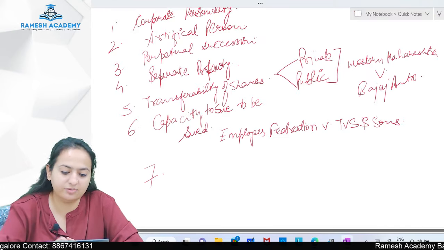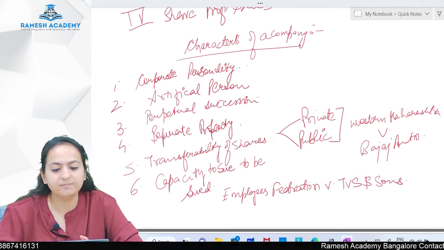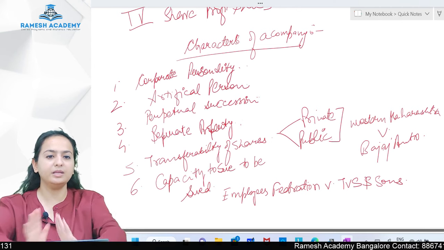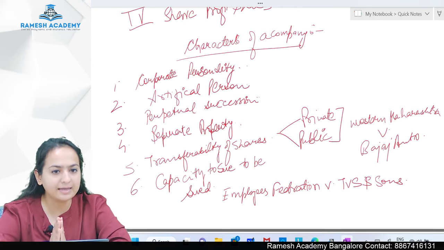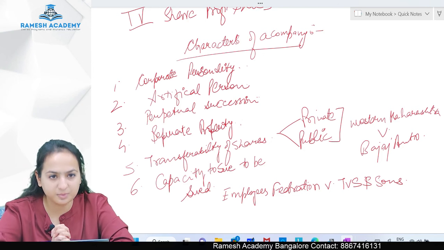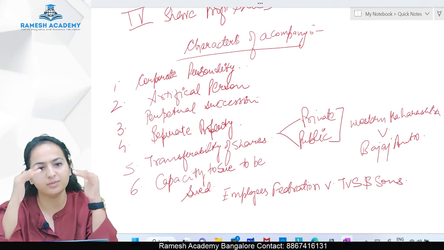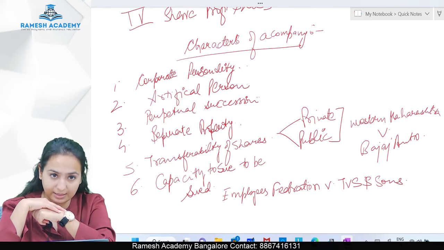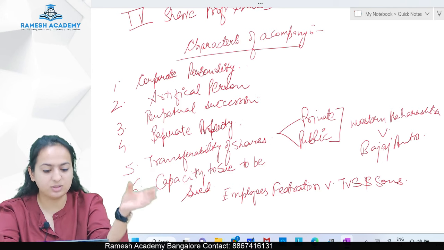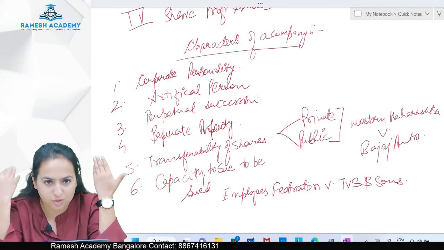Now altogether a different thing. So 7 points we have covered quickly. What are the characters of the company? First, corporate personality. Second, artificial person. It is an artificial person which is distinct. It has a distinct personality different from its members constituting it. Third is the perpetual succession. Even though members come and go, the company goes on.